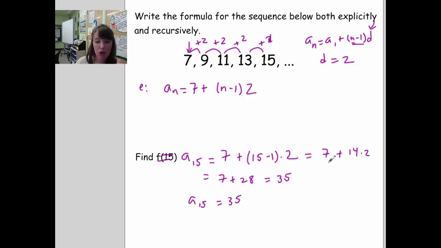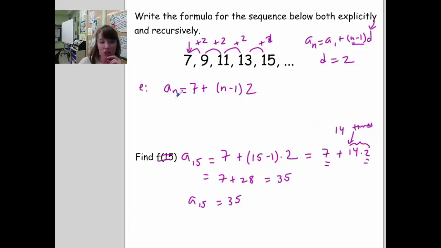You took the first term, and so between the first term and the 15th term, how many 2's? Because every time you add a 2 to go from one term number to the next, you're adding 2. So what you did is you added 2 to 7, 14 times. That's why you have 2 times 14, right? That's what this formula is saying, okay?